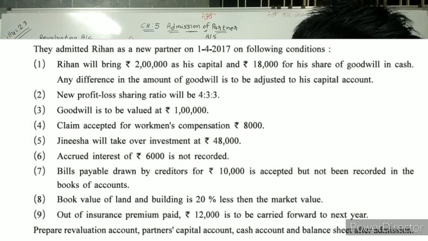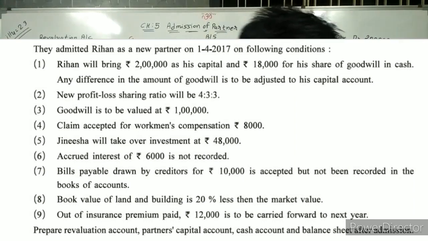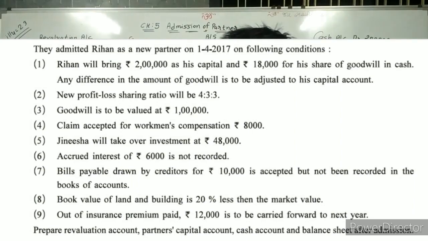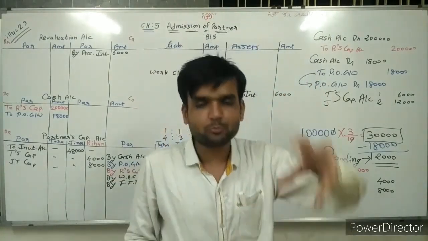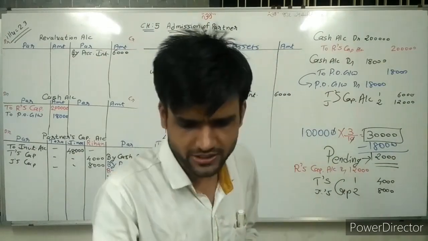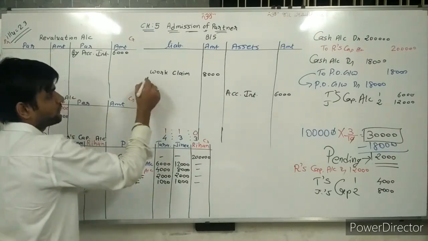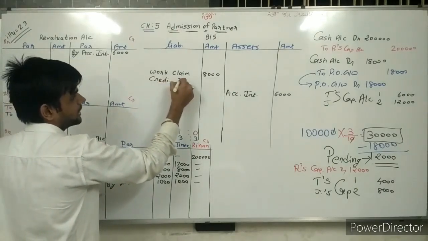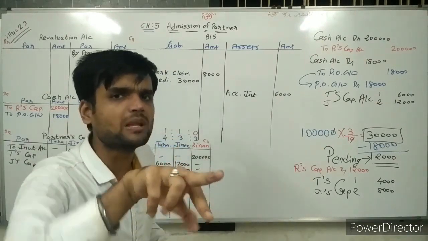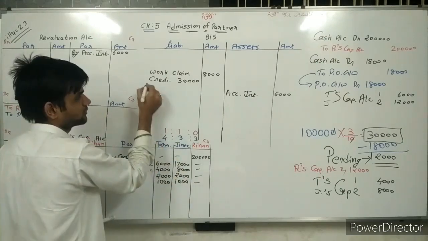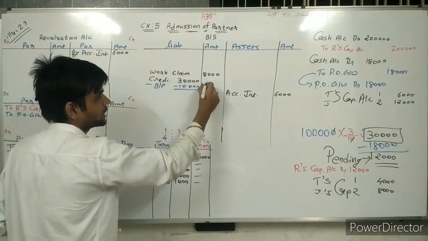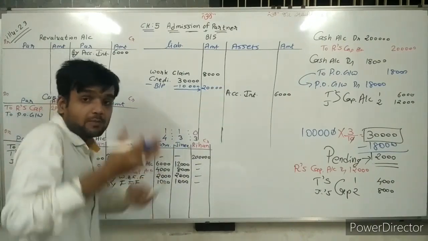Next adjustment. Bills payable drawn by a creditor for ₹10,000 is accepted but has not been recorded in the books of account. Bills payable drawn by a creditor means I have to pay something to the creditor, and the ₹10,000 bills payable I accepted but did not write. Don't worry. In the balance sheet, creditors are given as ₹30,000. So first of all, I am writing here creditors ₹30,000. From these creditors, ₹10,000 are converted into bills payable. So ₹10,000 creditors reduce, and in the outer column, 20,000.